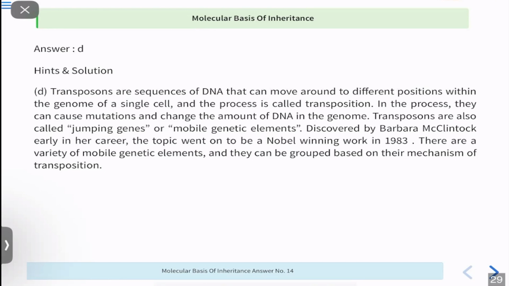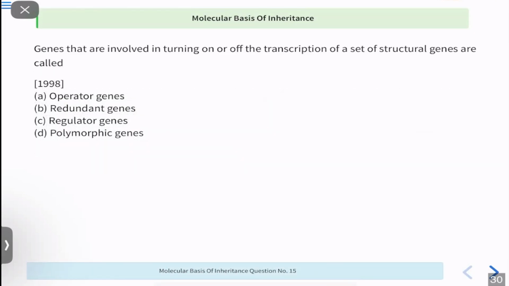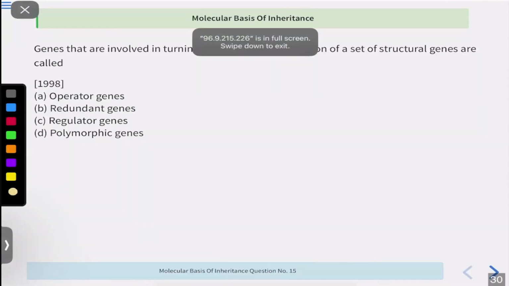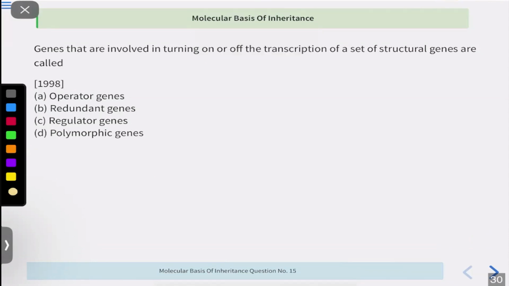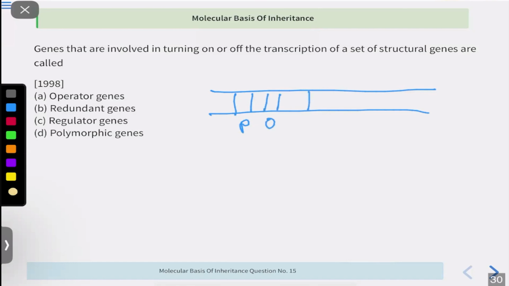So we move on to the next question. Genes that are involved in turning on or off the transcription of a set of structural genes are called. Now, set of structural genes. Whenever you hear the term structural genes, you should start thinking about what? Yes, operons. So, this is an operon. You will have a promoter, you will have an operator, you will have a structural gene.